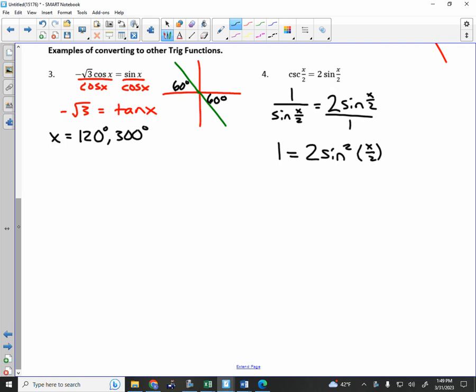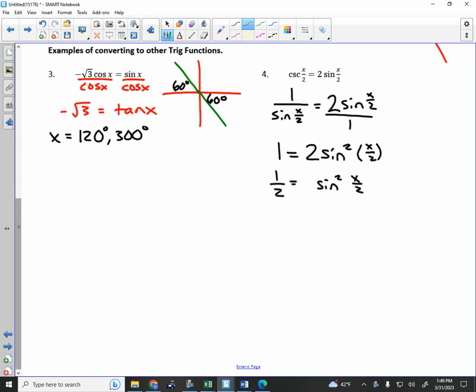What do you want to do now? Good. 1/2 is equal to sine squared of x over 2. A lot of 2's in this problem, isn't there? Let's talk about it. You got to get rid of this divided by 2, the squared, and the sine. Let's talk about what you do when and why.